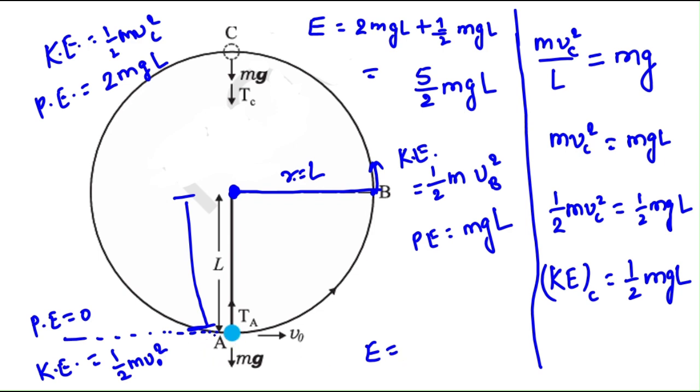E equals to total mechanical energy at point A, which is 0 plus 1 by 2 m v naught square. And now we have one thing here, E is nothing but 5 by 2 mgl. So we can write 5 by 2 mgl equals to this much. So 1 by 2 m and 1 by 2 m, these things are on both sides, so we can remove.